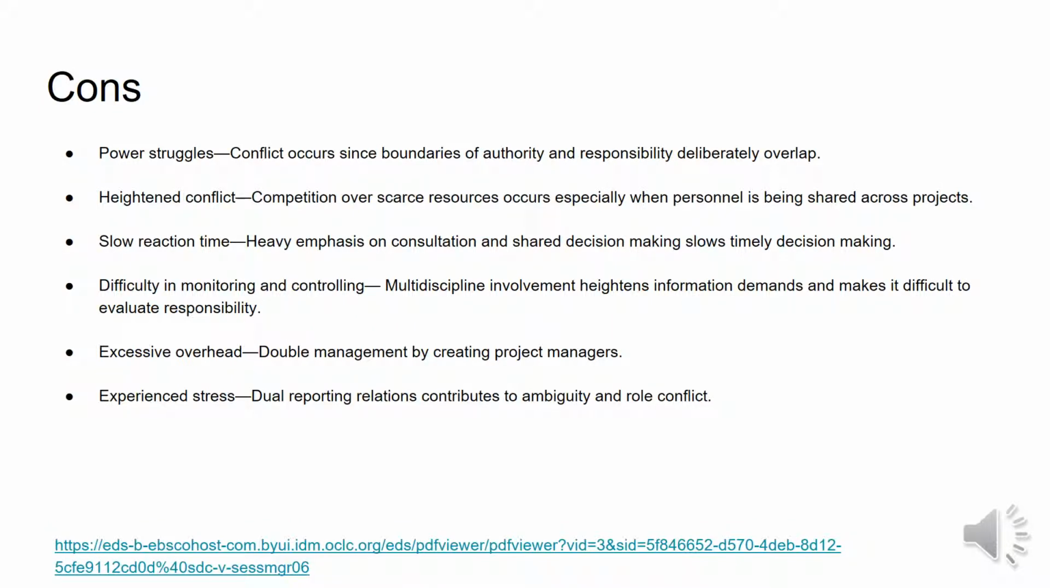Now, when it comes to the cons of the matrix organization structure, there are a few to be aware of. And we just want to make sure that you know of these cons if your organization ever decides to use them.